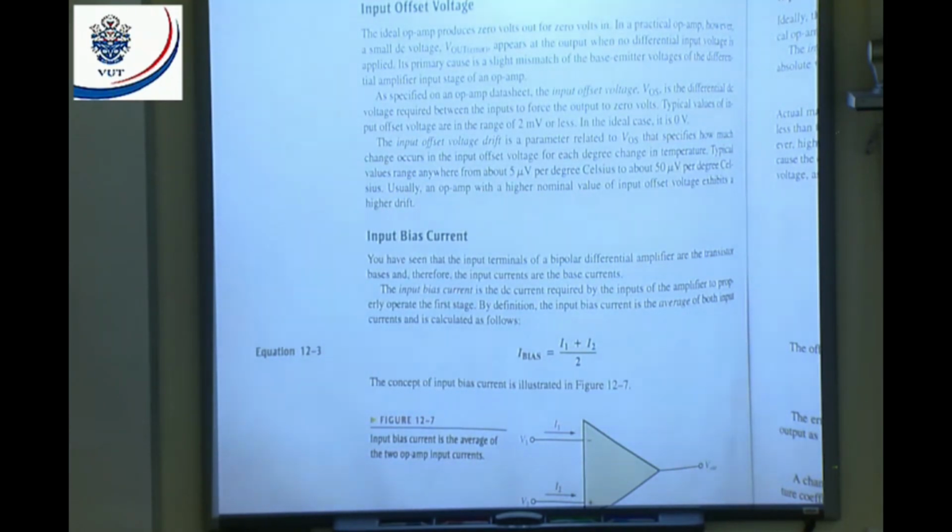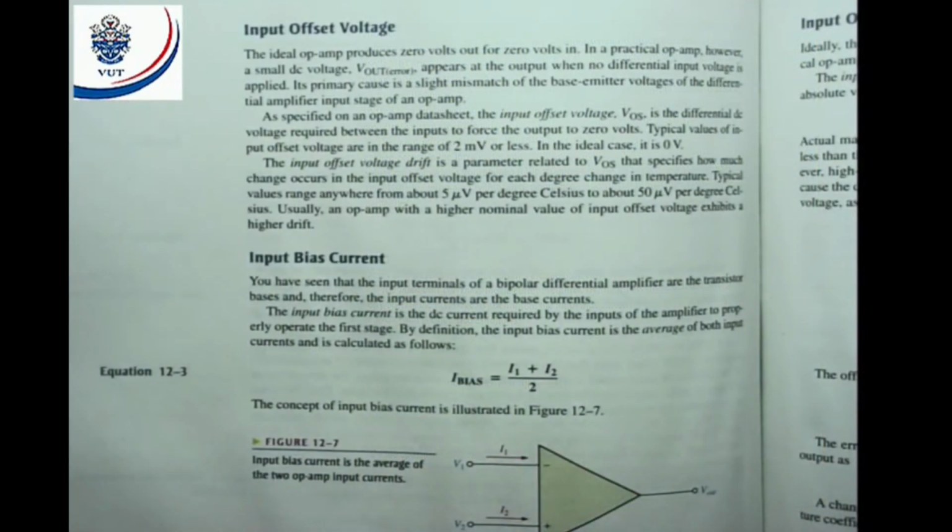They state the ideal op-amp produces 0 volts out for 0 volts in. In a practical op-amp, however, a small DC voltage, V out error, appears at the output when no differential input voltage is applied. Its primary cause is a slight mismatch of the base emitter voltages of the differential amplifier input stage of the op-amp. As specified in the op-amp datasheet, the input offset voltage VOS is the differential DC voltage required between the inputs to force the output to 0 volts. Typical values of input offset voltage are in the range of 2 millivolts or less. In the ideal case, it is 0 volts.